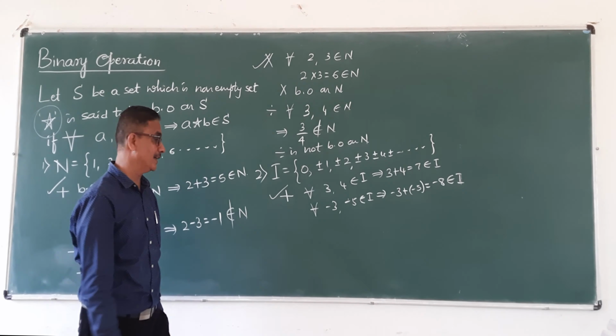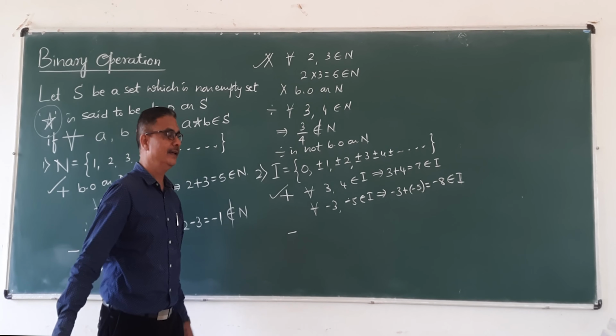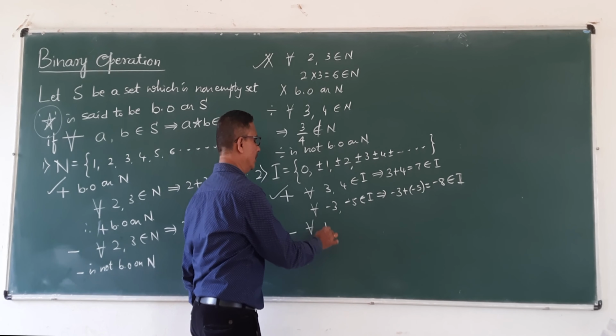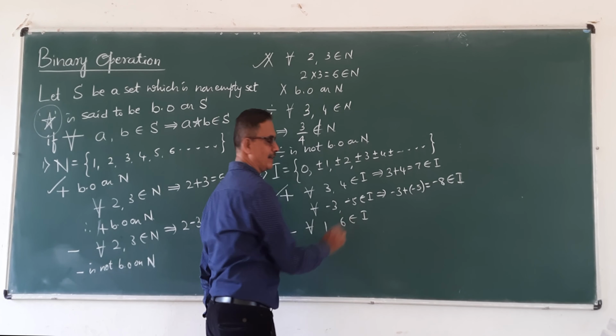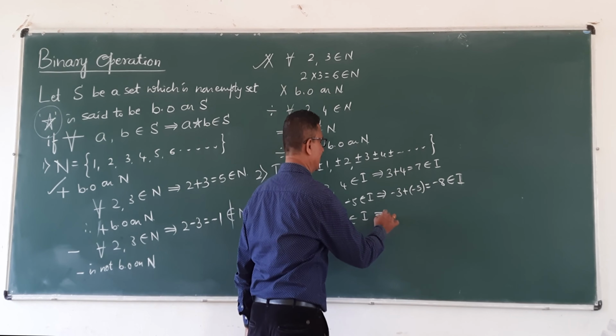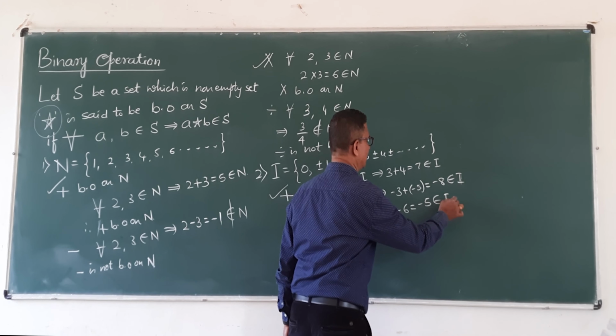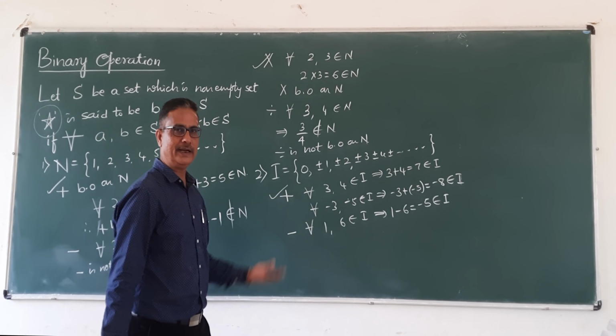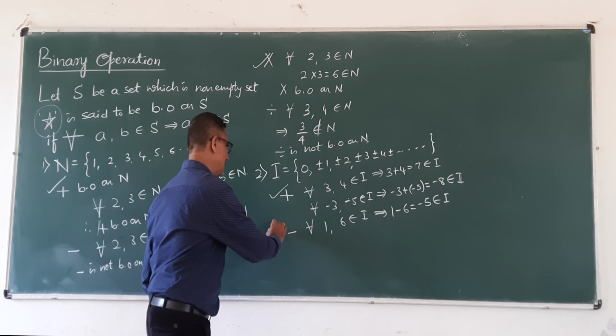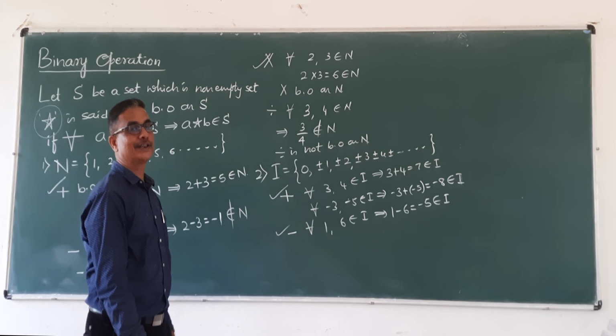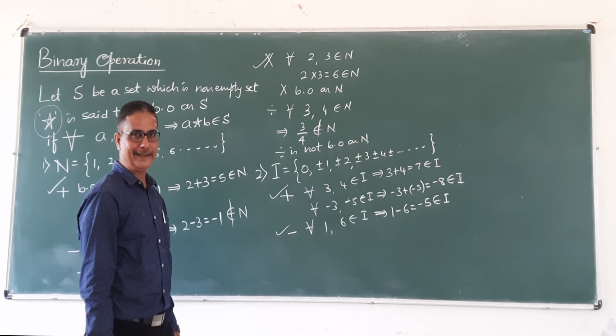What about subtraction? Let us check. Take any two numbers. Say for all 1, 6 belongs to integer. Right? Subtraction. 1 minus 6. 1 minus 6 how much? Minus 5. Minus 5 is also integer. Isn't it? It is an integer, right? Yes. So subtraction is binary operation on the set of integers.